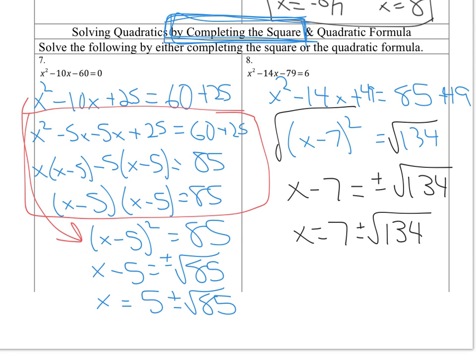And that's your answer. You might not recognize that that means two numbers. That means 7 plus the square root of 134, 7 minus the square root of 134. Those are two different numbers. Because square root of 134 is roughly, it's approaching 12. It's between 11 and 12. So it's roughly, what, 18, 19, something like that. And roughly -4, -5. So those are two different numbers. Good luck.